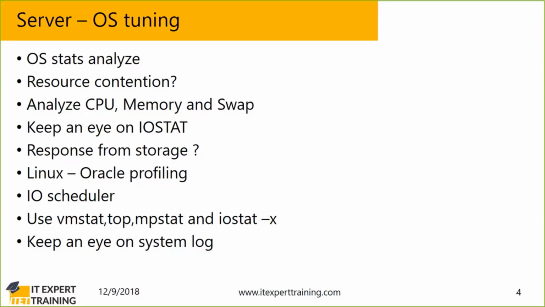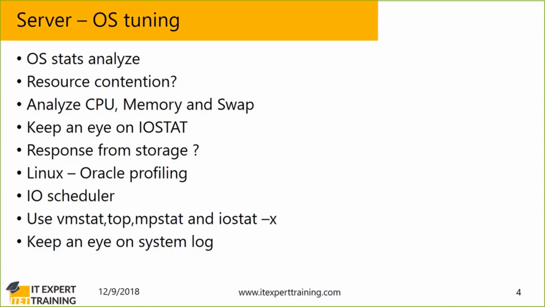When you see a problem with iostat, we have to check how the response from the storage is. Two things we need to check: how is the response from the storage to the server, and how is the server giving the response back to the database. We will see this in detail in the next slide. These are things that have to be checked.